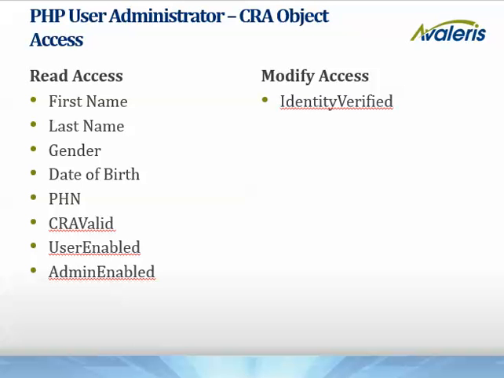If we look at what permissions the user administrator has on the CRA object, we see that again, it's mostly read access, but the administrator does have the ability to modify the identity verified attribute. Modifying this attribute can link and unlink a UAM identity with a P5 identity.